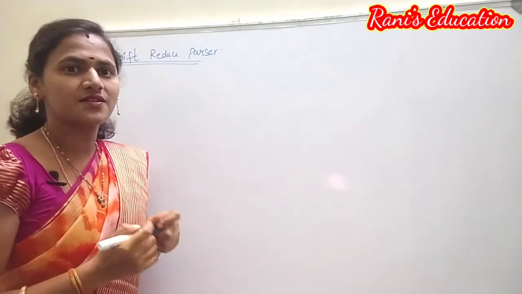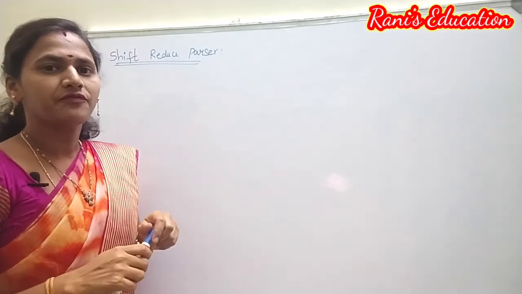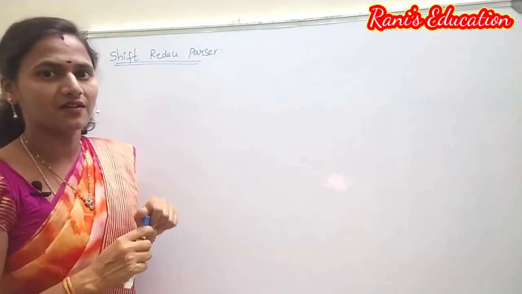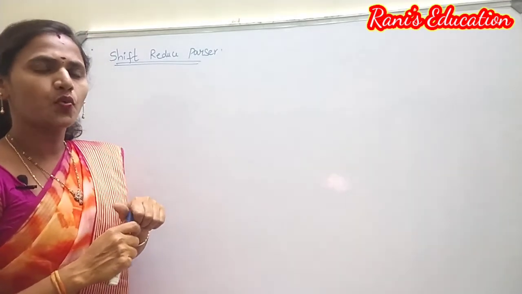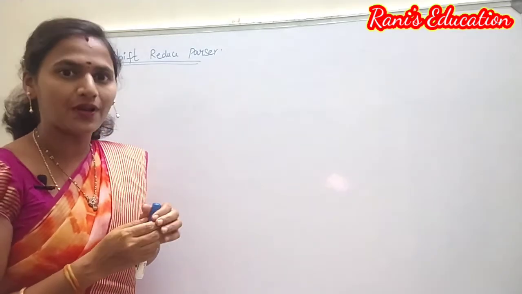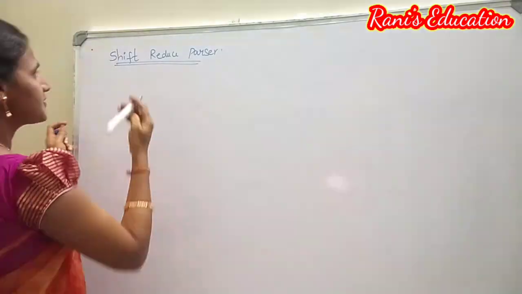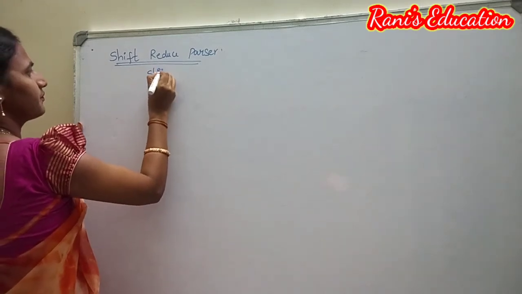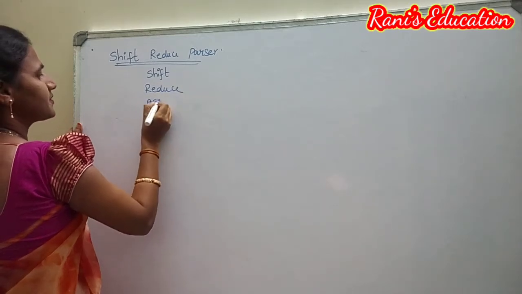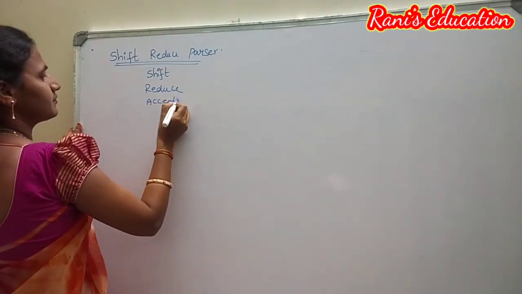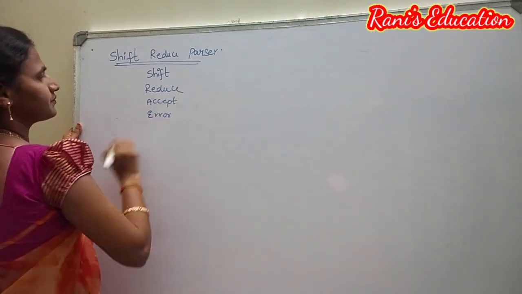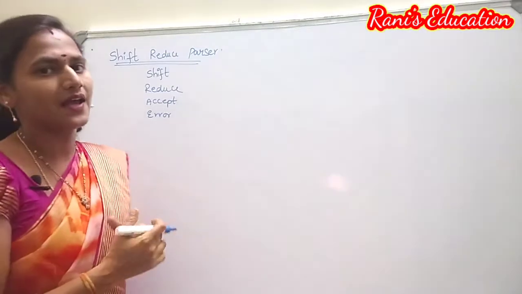So normally in this shift reduce parser, we are going to use two main primary actions. They are shift and reduce. While we are considering the complete shift reduce parser, there are four possible actions. They are shift, reduce, accept and error.